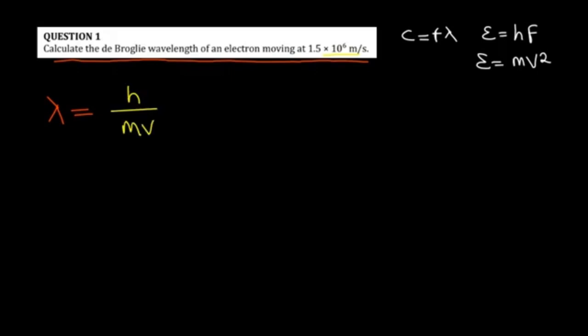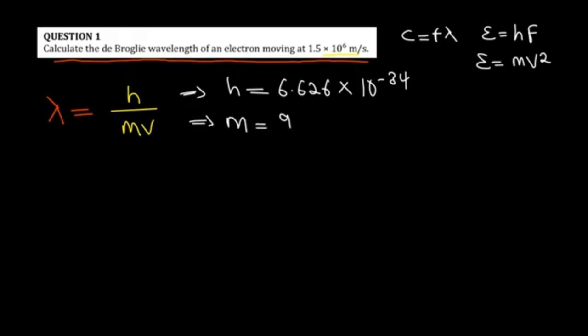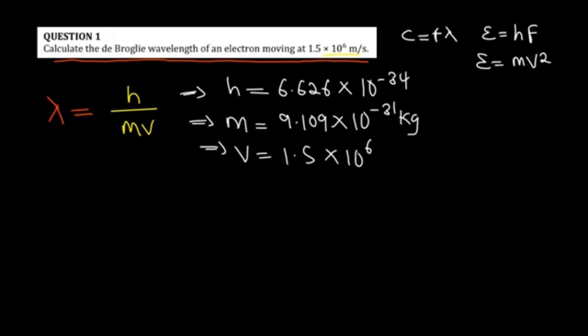Now this h here is what we call the Planck's constant. The Planck's constant has a value of 6.626 times 10 to the power minus 34. The m is the mass of an electron, which is well known to be 9.109 times 10 to the power minus 31 kg. And this v is just the speed that you've been given, which is 1.5 times 10 to the power 6 meters per second.